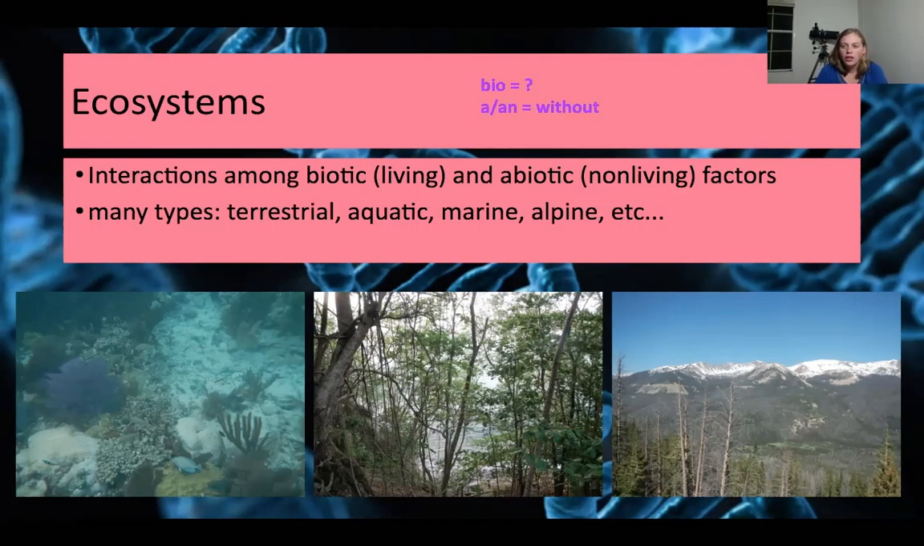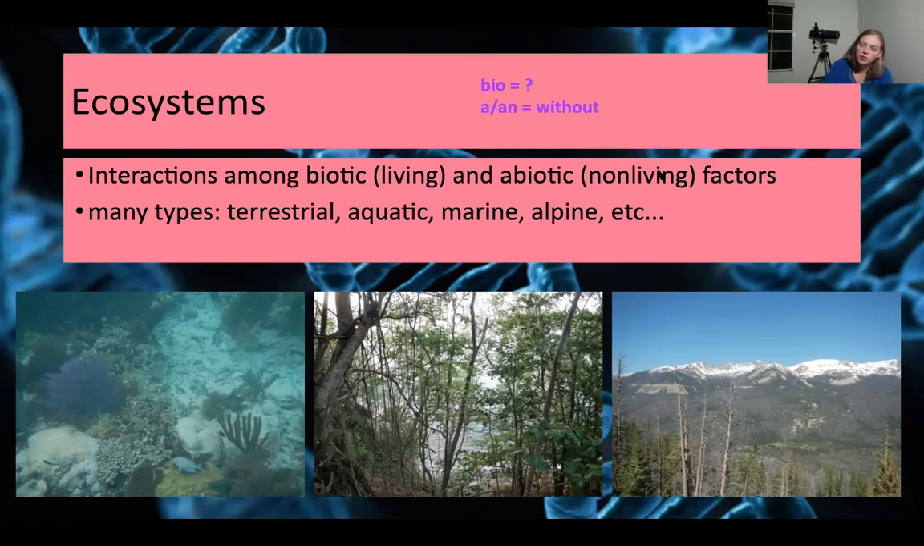If we're going to talk about how energy flows through ecosystems, we need to know what an ecosystem is. And ecosystems are interactions between biotic and abiotic factors. Bio means life, so biotic factors are living things. A means without, so abiotic factors are without life, so these are your non-living factors in the environment.